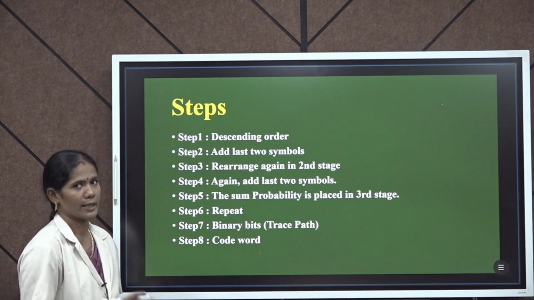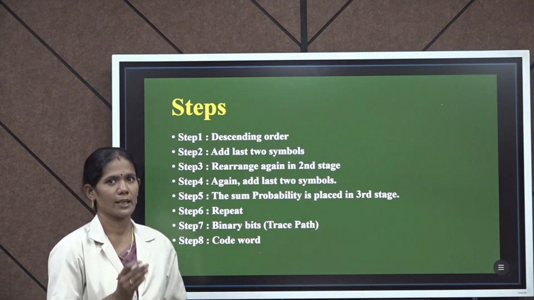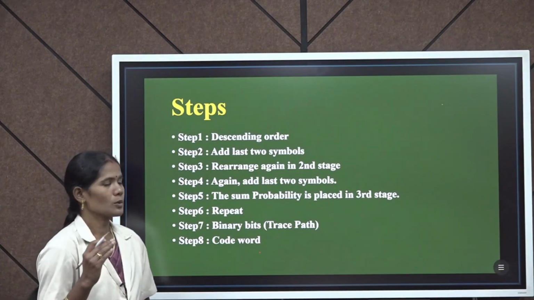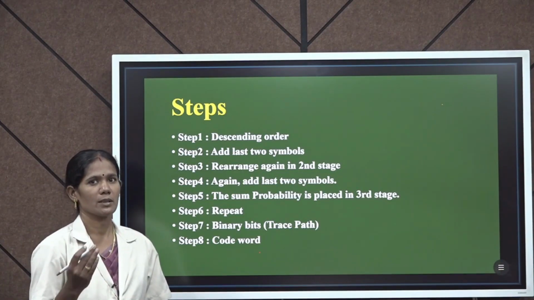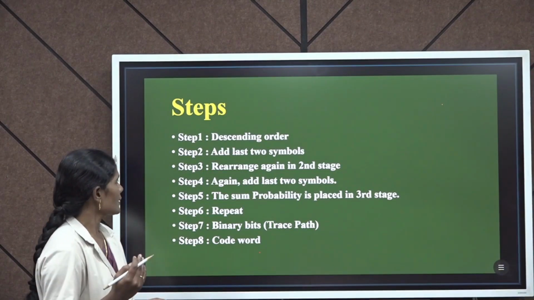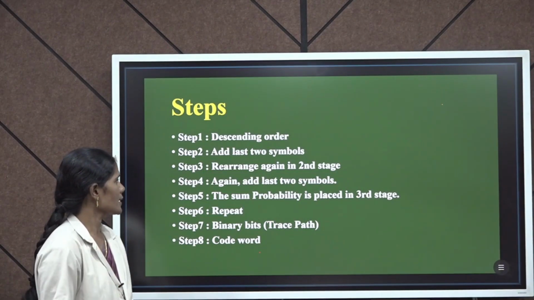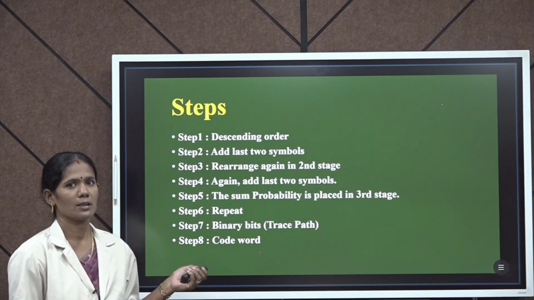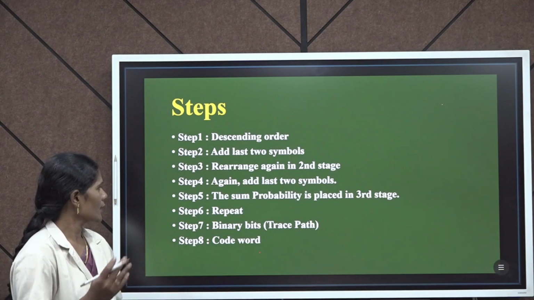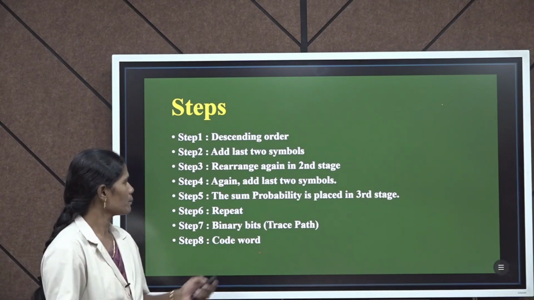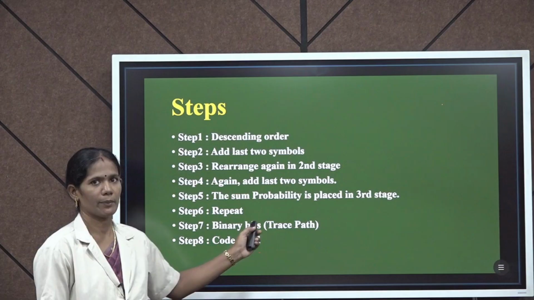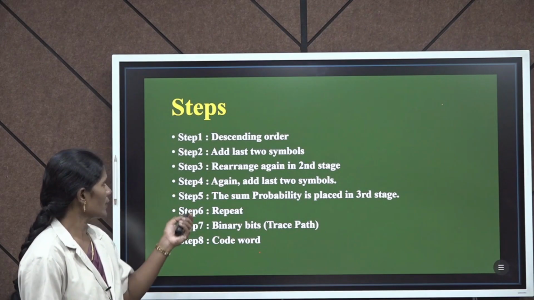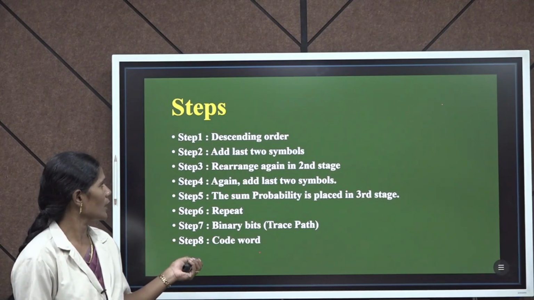First step, we arrange the given messages in descending order based on their probability. In the second step, add the last two symbols by assigning binary bits 0 and 1. Then the addition result will be placed in the second stage. Again, add the last two symbols by assigning binary bits 0 and 1. Again, we arrange the symbols based on their probability. The code word can be obtained by reversing the traced path. So, we can perform these steps in the following example.